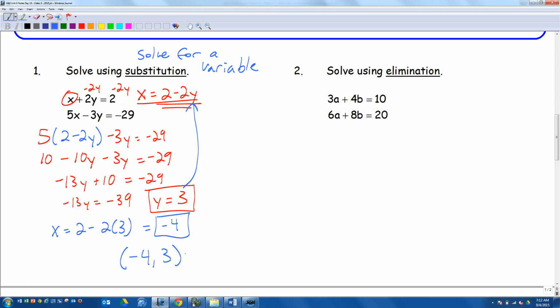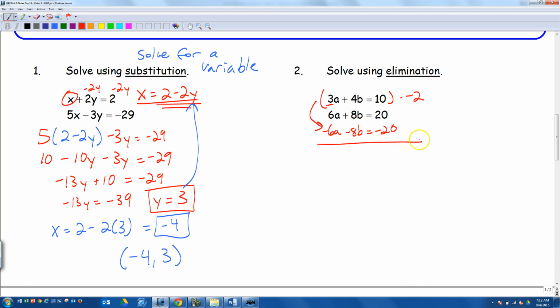Now we're going to do elimination. Elimination is when you get one of the variables to have the same number but opposite signs, so when you add them they cancel out. For instance, I want to turn this 3 into a negative 6. So I'm going to multiply this whole equation times negative 2, and then rewrite it down here. Negative 2 times 3 is negative 6a, minus 8b equals negative 20.